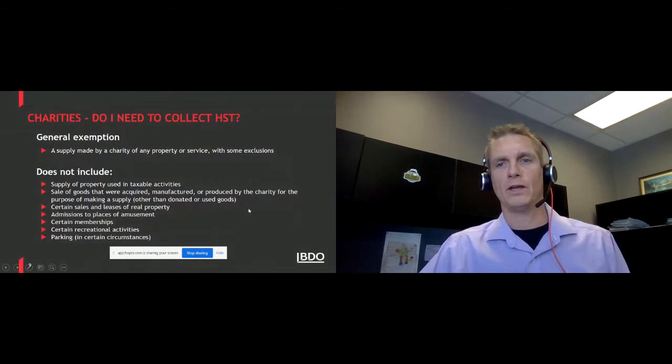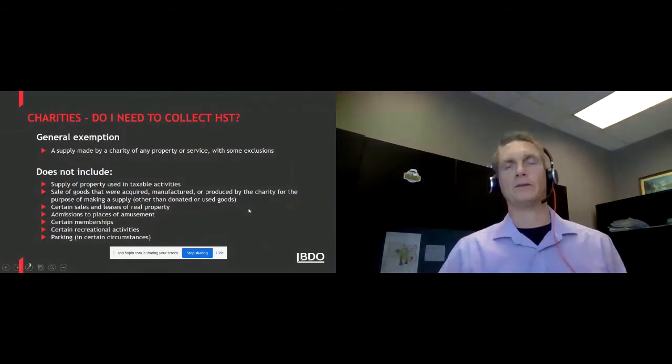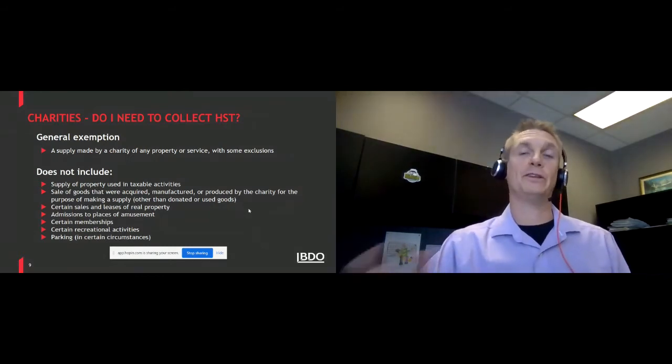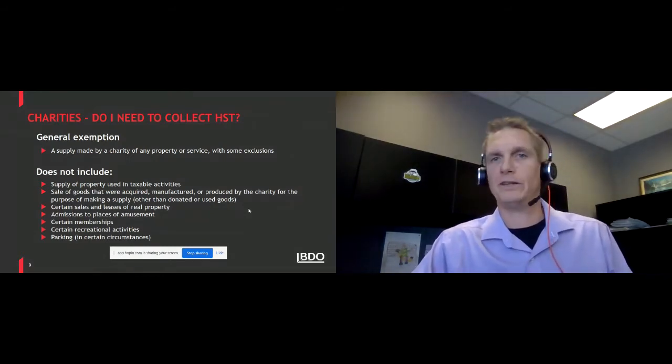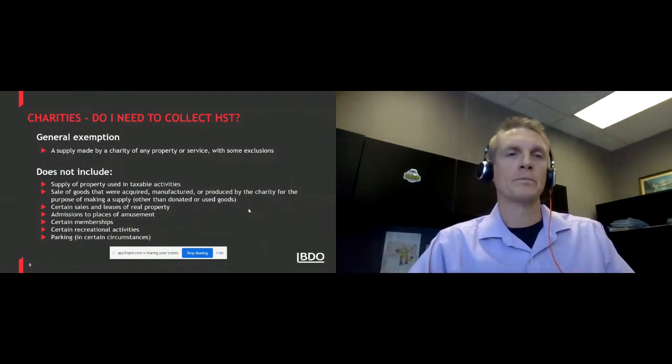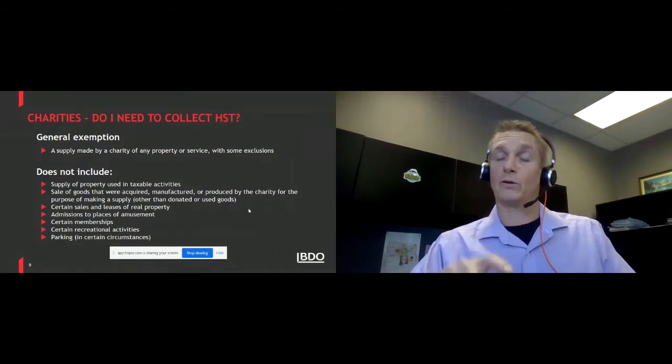So if we look at the concept of taxable and exempt supplies, simply put, a taxable supply, if you're registered, you need to collect and remit GST or HST on them. An exempt supply, you do not have to collect tax. The rules for charities are quite different.